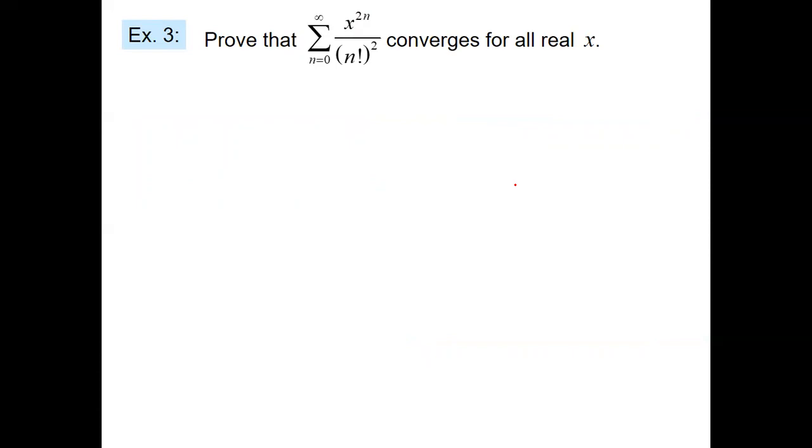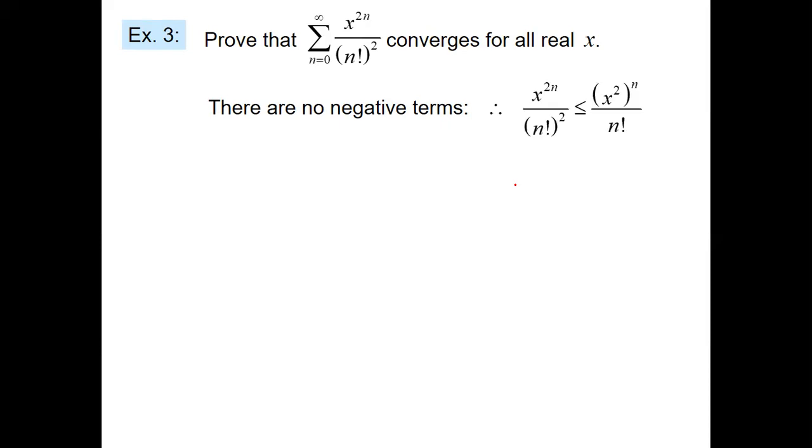So let's look at an example here. I want to prove that this series converges for all real values of x. There are going to be a couple different ways we could do this. The way we're going to do it here is with the direct comparison test. I noticed that it's got all these squared terms. There are going to be no negative terms. So I can maybe think about the direct comparison test.